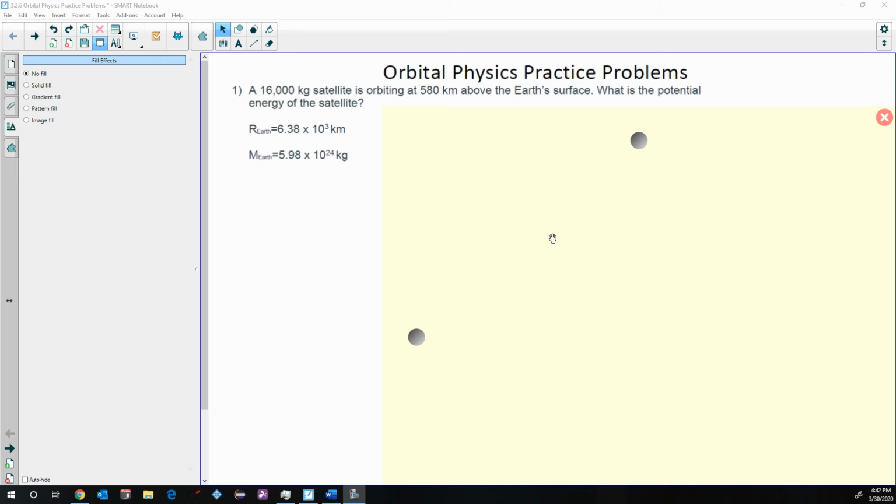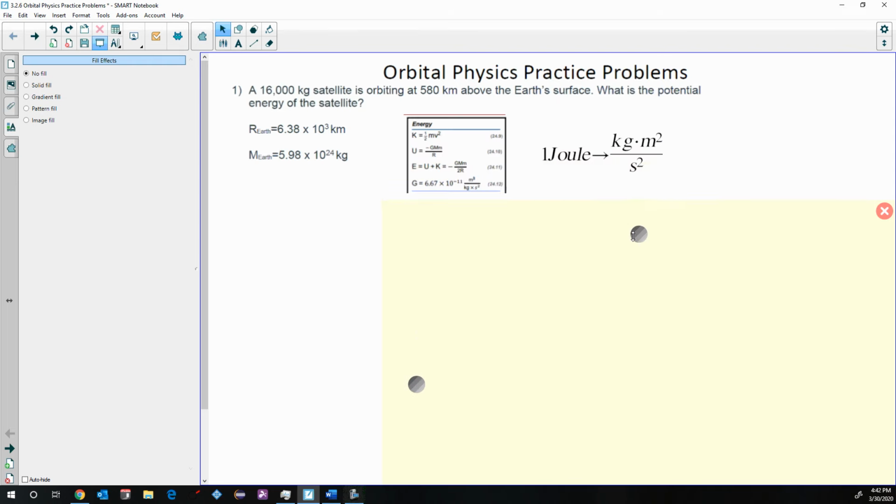So we have some formulas from our formula sheet right there. We have K equals 1/2 mv squared, that's our kinetic energy. U, which is our potential energy. Then we have E, which is our total energy. And then we have the universal gravitational constant. We obviously need U, which is negative GMm over r, where the capital G stands for the universal gravitational constant.